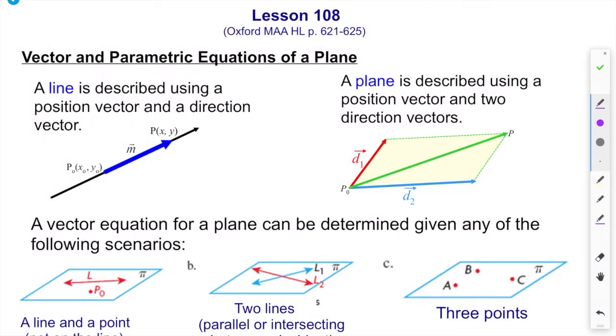When we look at the vector equation of a line, we know that we need a point and a direction vector. So on the diagram, I show point P naught as a given point and M as a direction vector on this line. When we look at the plane, similarly, we need 2 lines. So there are 2 directional vectors, D1 and D2. And I will also need to know the position of this plane. So I need a point or really a position vector to give the exact location of a plane.